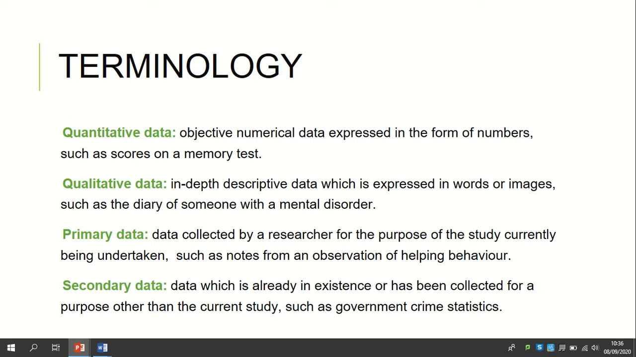Secondary data, on the other hand, is data which is already in existence. So you haven't collected this data yourself. It has been collected for a different purpose and now you're using it in your study. For example, government crime statistics.